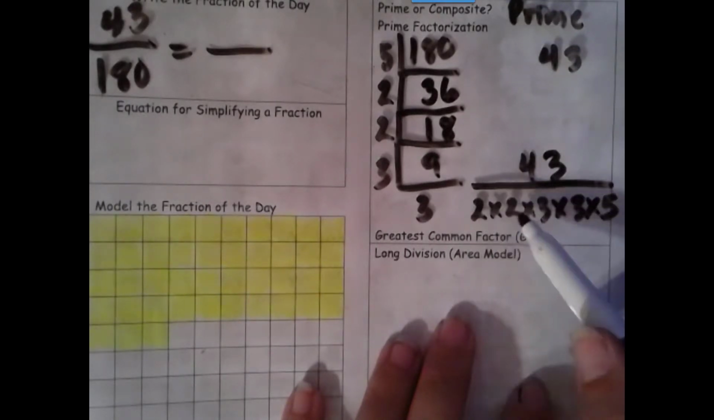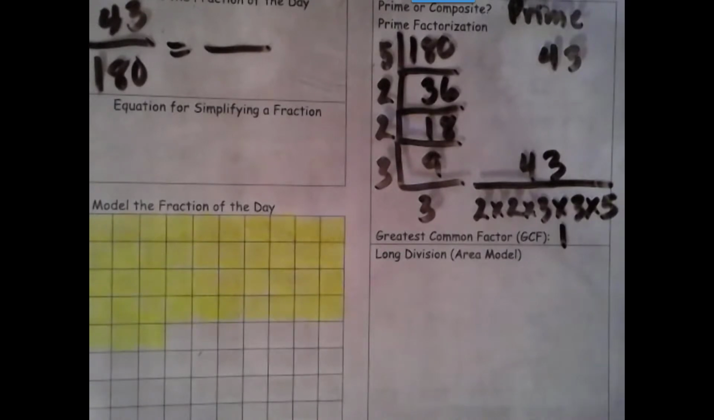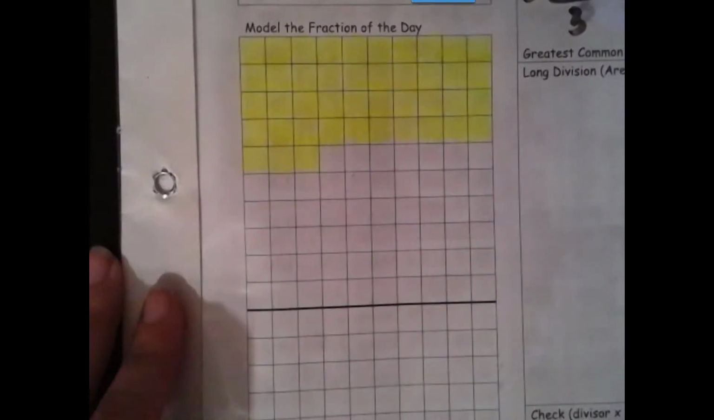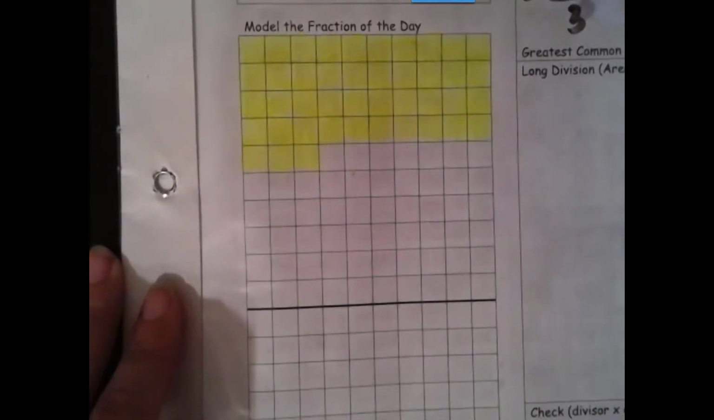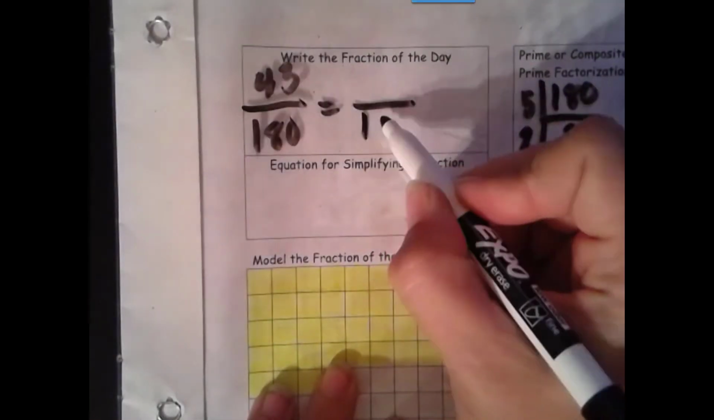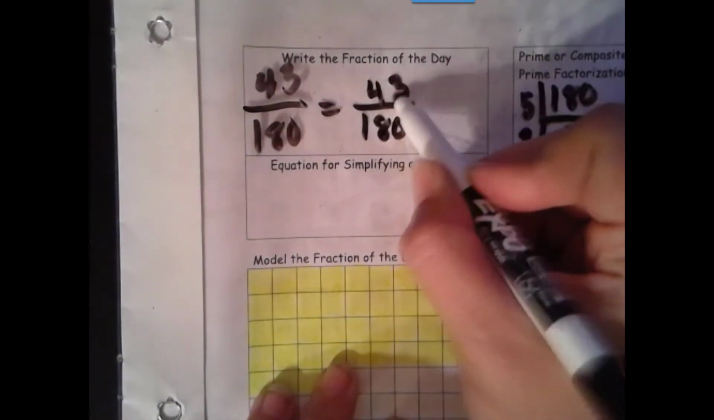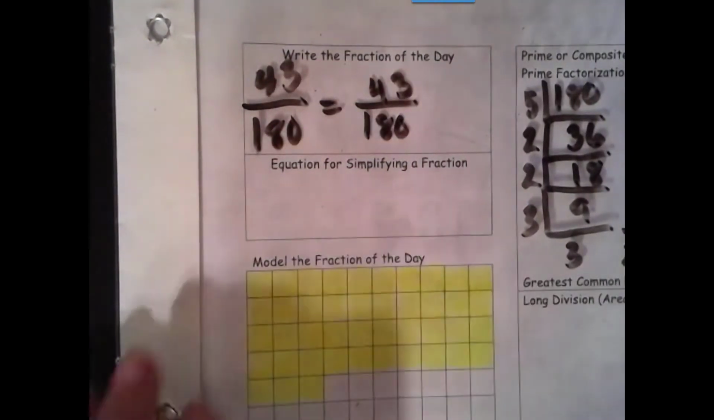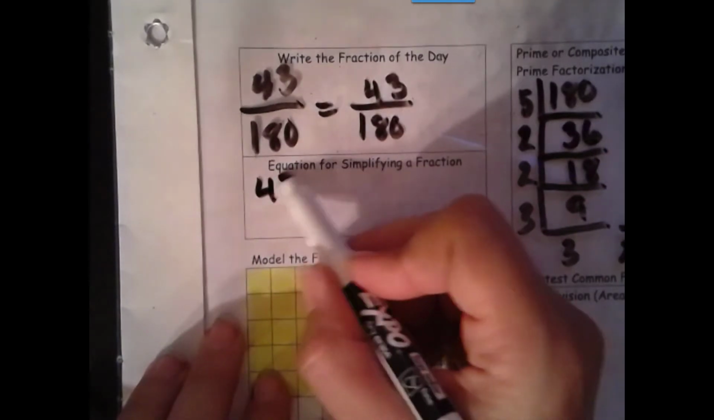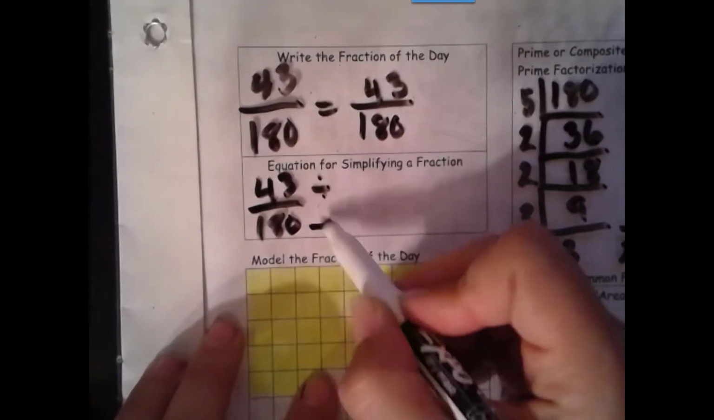And there's no 43 as a factor. So there's nothing to circle, and when there's nothing to circle, our greatest common factor is 1. So let's make our groups of 1. Done. How many total groups of 1 do we have? 180. How many are shaded in? 43.